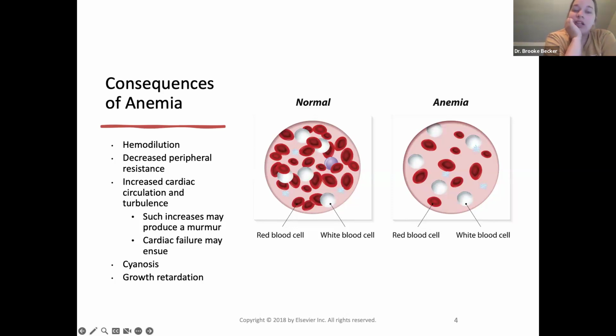Decreased peripheral resistance can be caused by anemia. There's increased cardiac circulation and turbulence, so a potential for a murmur to occur because of the anemia. And sometimes if anemia continues and there's no intervention, that can cause cardiac failure. As anemia progresses, because of the decreased capacity for carrying oxygen throughout the body, you're going to see cyanosis and growth retardation, or delayed, slow growth.